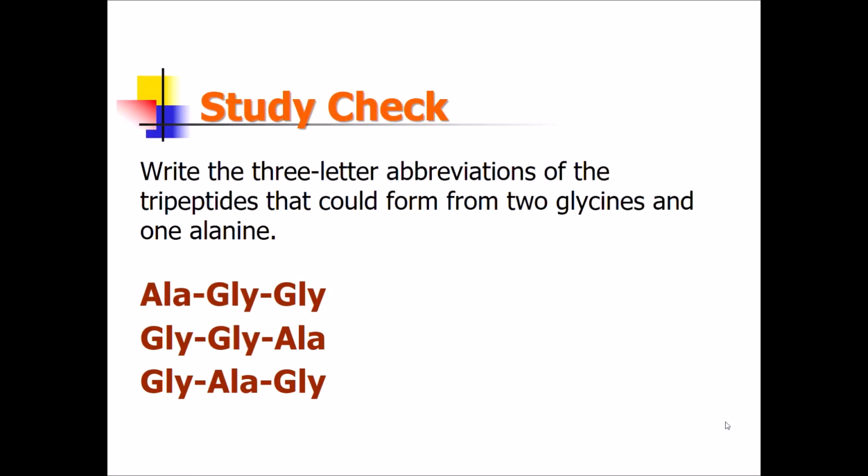Okay, so what I came up with, so if I have 2 glycines and 1 alanine, I could start on my N-terminus side with ala-gly-gly, okay? Or I could go gly-gly-ala, or I could go gly-ala-gly. That's, I think, the ones that we can get. Maybe there's more, but those are the ones I came up with in just a minute or two. So, okay.